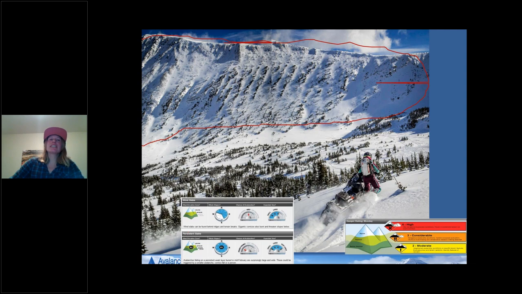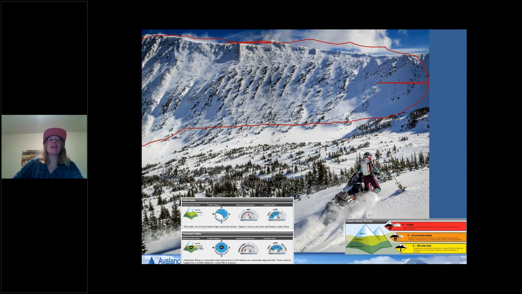Now with a persistent slab problem, we also have the potential for remote triggering, right? What does it say here? It says avalanches failing on a persistent weak layer buried in mid-February are surprisingly large and wide. These could be triggered by a smaller avalanche, cornice fall, or a person.